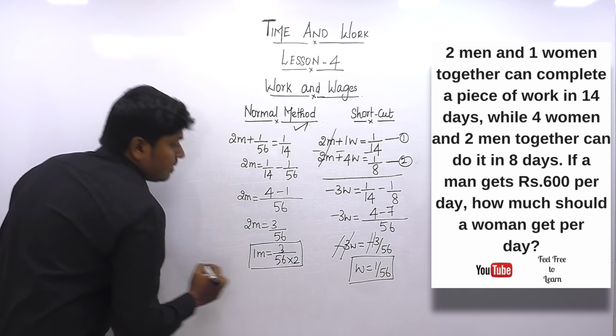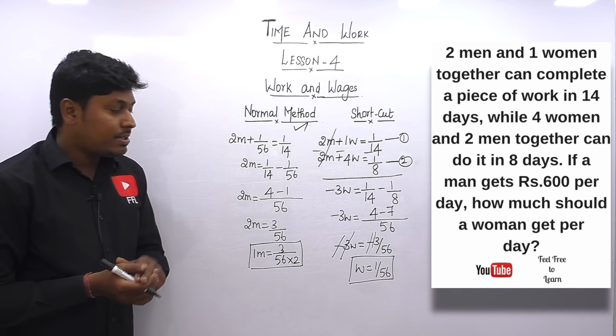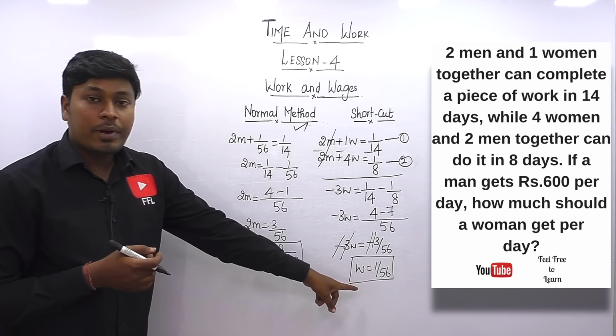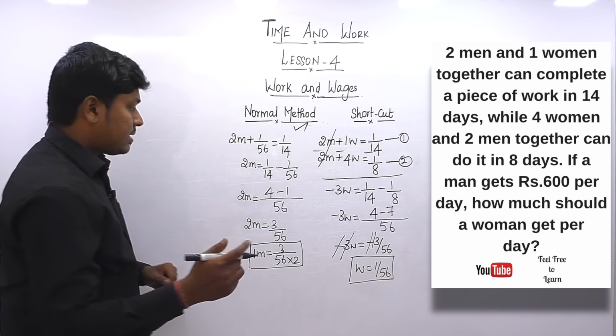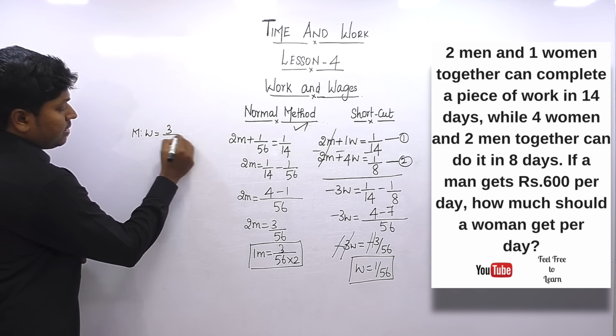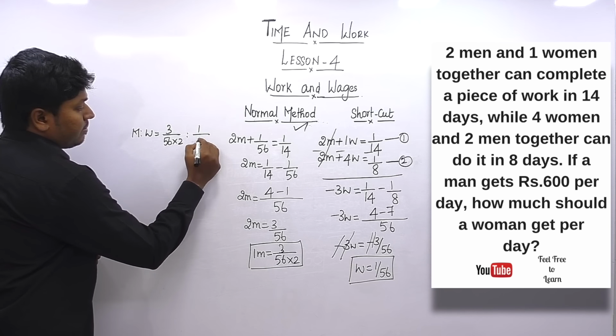So friends, finally by using equation number 1 and equation number 2, we have subtracted both the equations. And finally we found that 1 woman's work done will be 1 by 56, 1 man's work done will be 3 divided by 56 into 2. Step number 2 is men and women. So men will be 3 divided by 56 into 2 and the ratio of women will be 1 divided by 56.